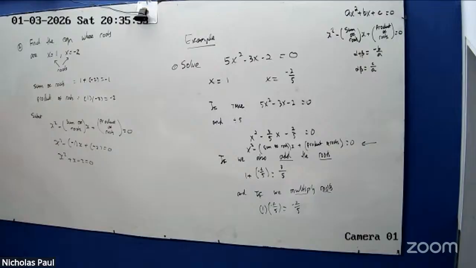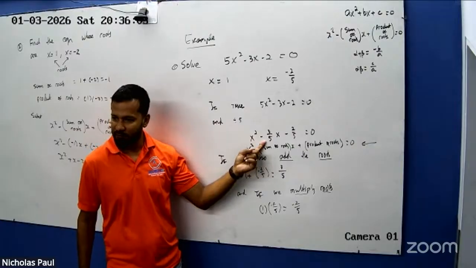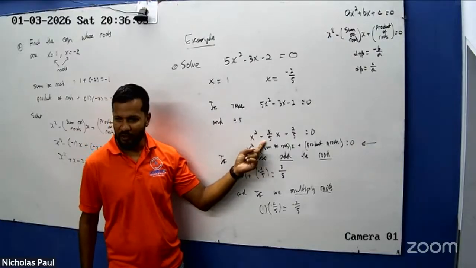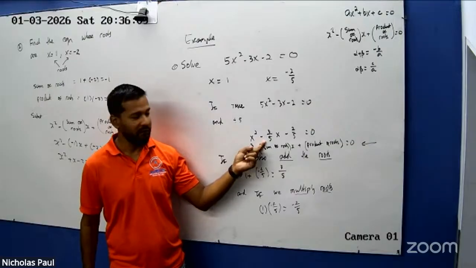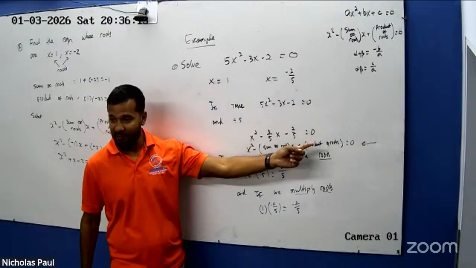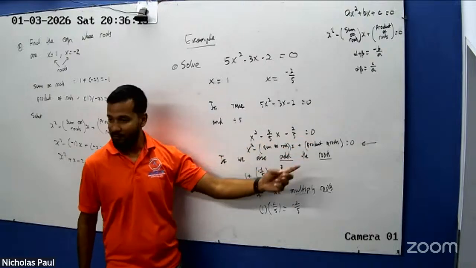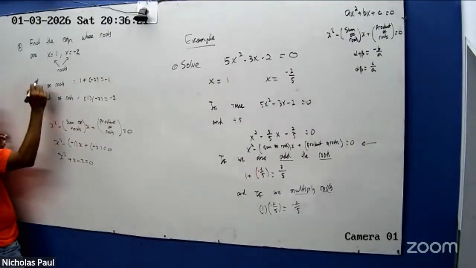Let's change it slightly. Take one more with some fractions. If it's fractions, what I would do with this equation to make it look nicer, because we don't want the fractions, is multiply everything by 5. So I'm going to give you one with some fractions now and do the same thing.